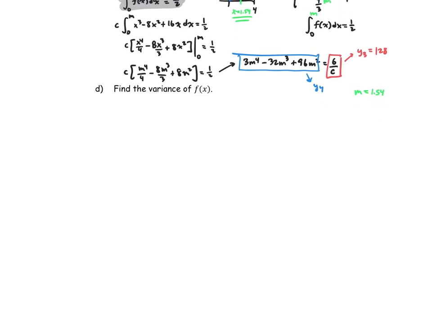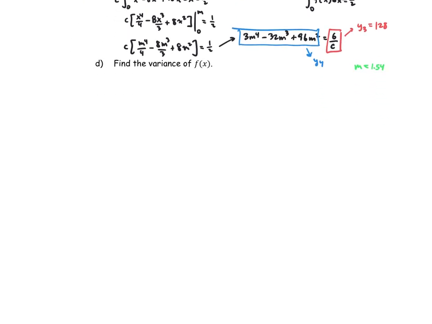All right, last but not least is to find the variance. Now, we talked about this in lesson 1. The variance of any distribution is equal to the expected value of x squared minus the expected value of x quantity squared. Now, I already know the expected value of x. That was, I believe, 1.6. So I'm going to hang on to that. But the expected value of x squared is actually going to be the integral from 0 to 4 of x squared times f of x dx.